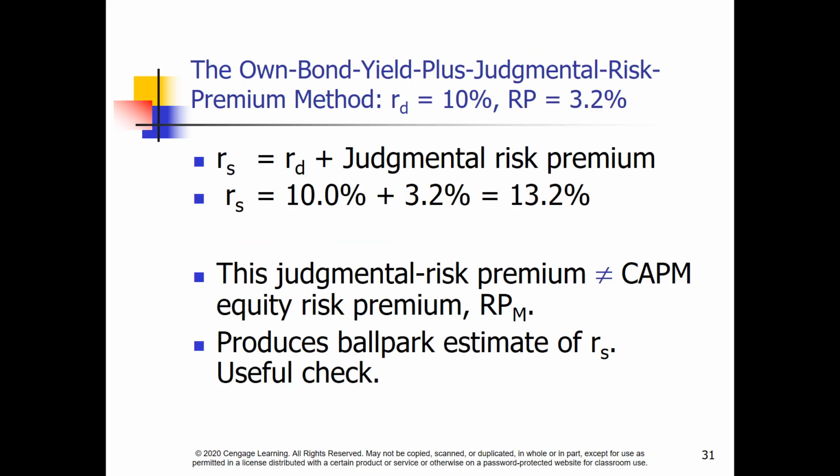Finally, the own bond yield plus risk premium approach. It uses historical data from Ibbotson and Associates detailing the spread between various levels of corporate bonds and the stock of various size companies. For example, the spread between AAA-rated bonds and large company stock over time. For our problem, we're using a 3.2% spread, which yields a cost of equity of 13.2%. This is a ballpark number. It's mainly used as a check against the other methods.